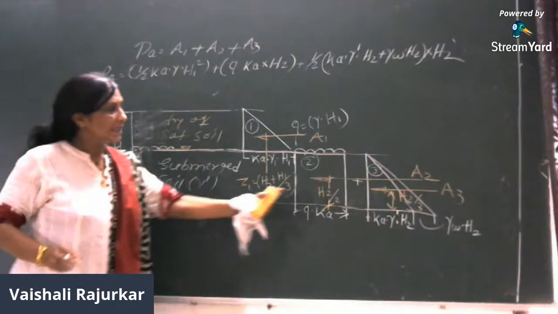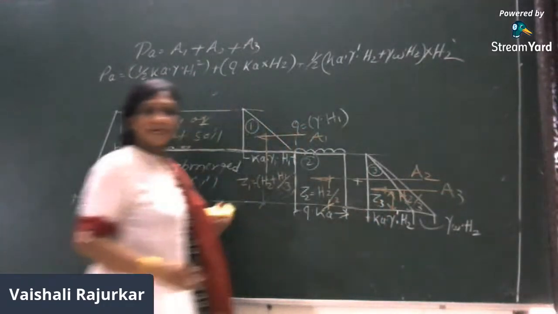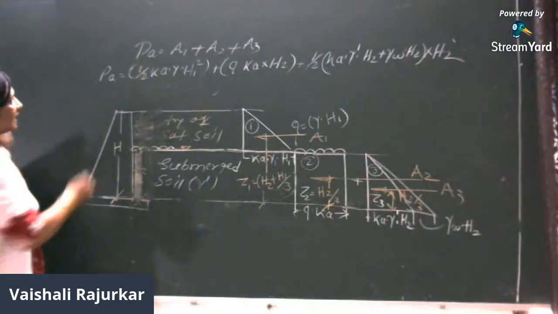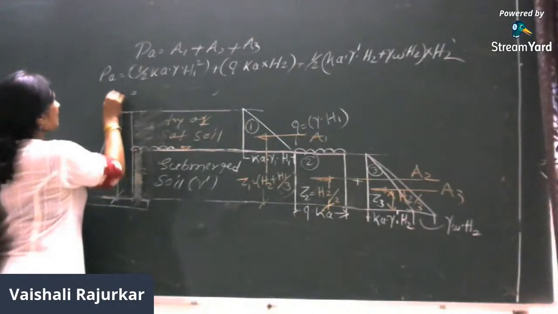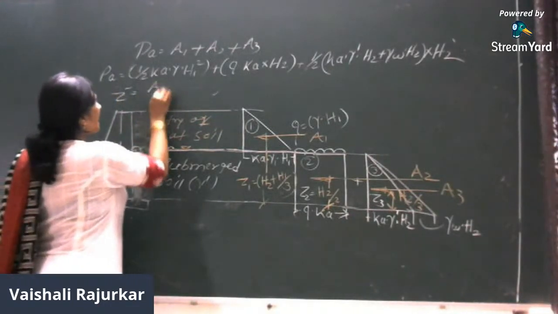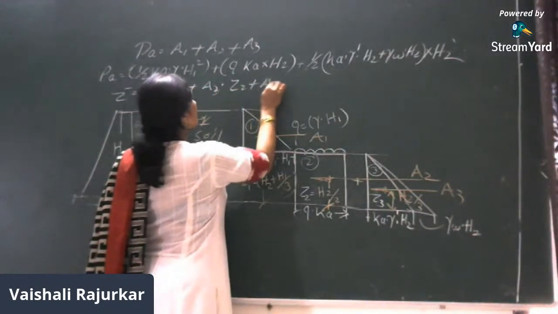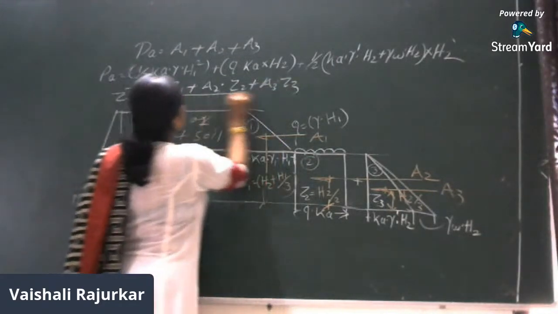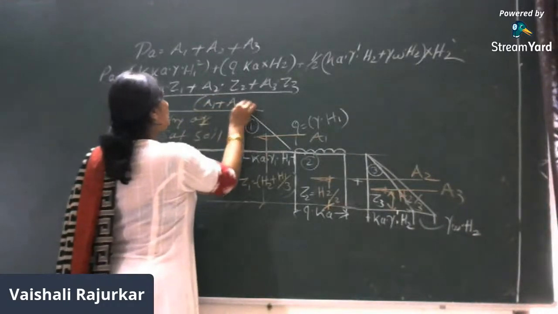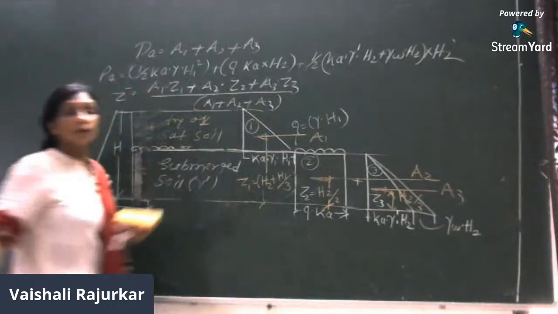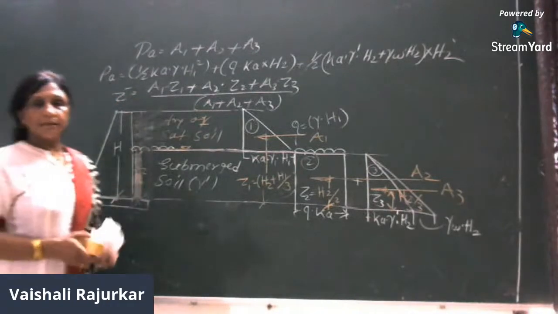Then Z1 you are having, Z2 you are having, and this is Z3. So all Z1, Z2, Z3 you are having. Now we calculate the value of Z bar, which is equal to A1 Z1 plus A2 Z2 plus A3 Z3, totally divided by A1 plus A2 plus A3. So here the combined CG will be at a Z bar distance from the bottom.